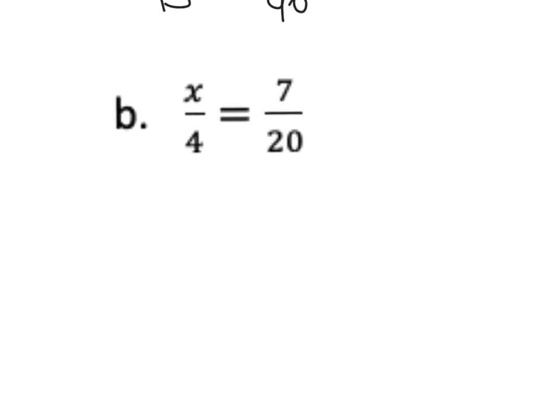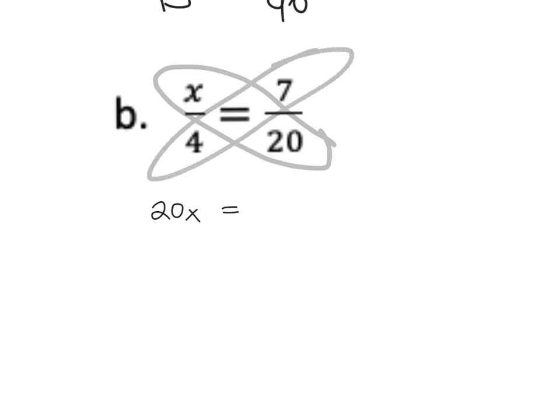Okay, let's try another one. We've got x/4 equals 7/20. So our first step will be to multiply x times 20. So we'll get 20x. Okay, now I've got equals in the middle, and then I'll go the other direction. So 4 times 7 is 28.